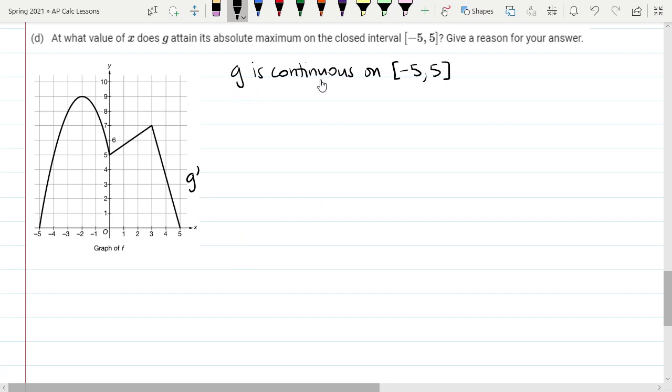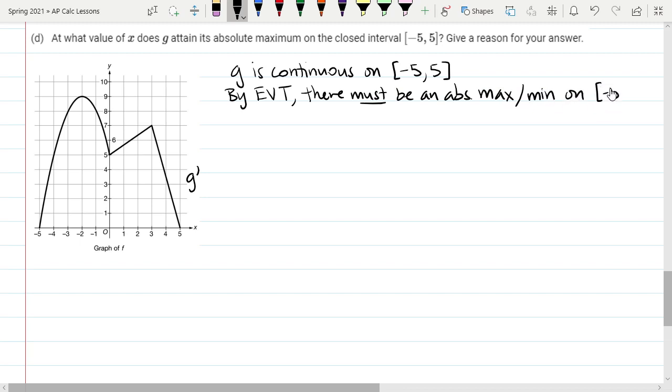All right, so because we know g is continuous on the closed interval from negative 5 to 5, then remember that means by the extreme value theorem, there must be an absolute maximum and minimum on the closed interval from negative 5 to 5. And if you recall from what you've done so far in this unit, those absolute extrema have to occur either at an endpoint or at a critical number.